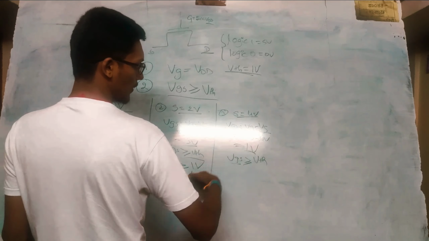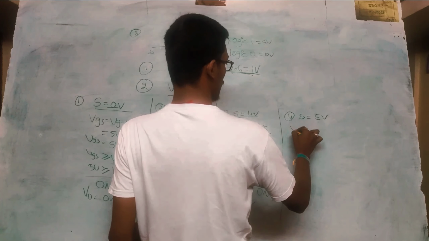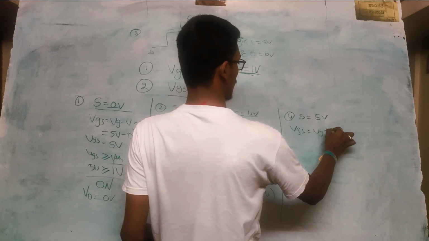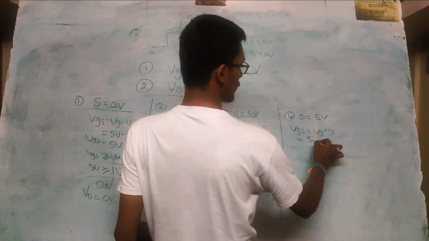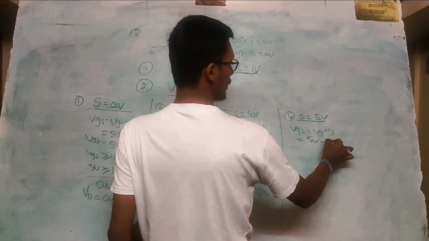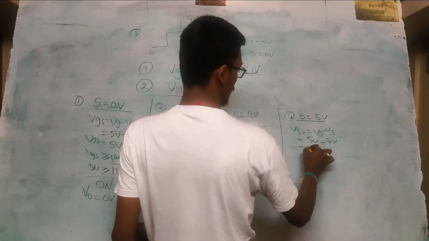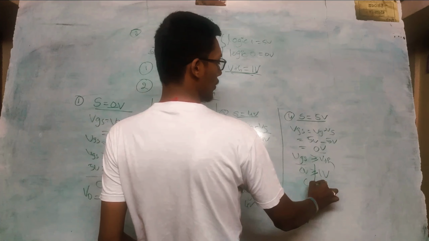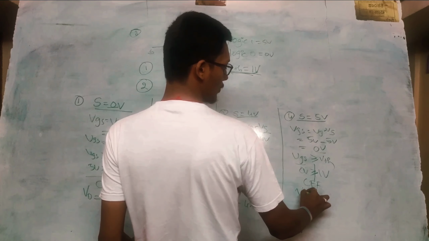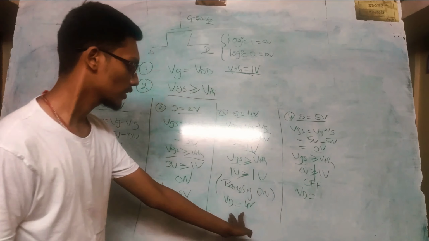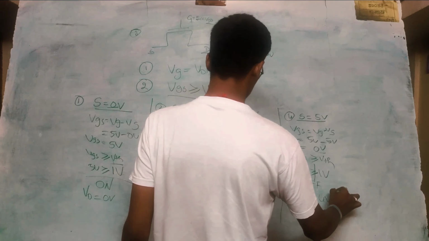In the fourth case, we have S equal to 5 volts. VGS is equal to VG minus VS, that is 5 volts minus 5 volts, equal to 0 volts. The condition is VGS should be greater than or equal to VTH. VGS that we have calculated is 0 volts, which should be greater than or equal to VTH, that is 1 volt. Here the condition is not satisfied, so the transistor will be in the off condition. The output VD will be the previous case output, that is 4 volts.